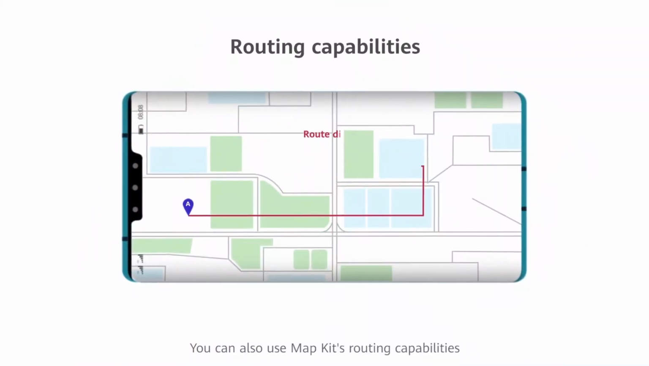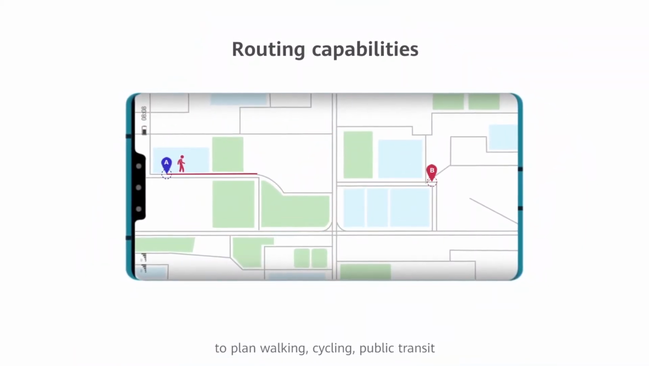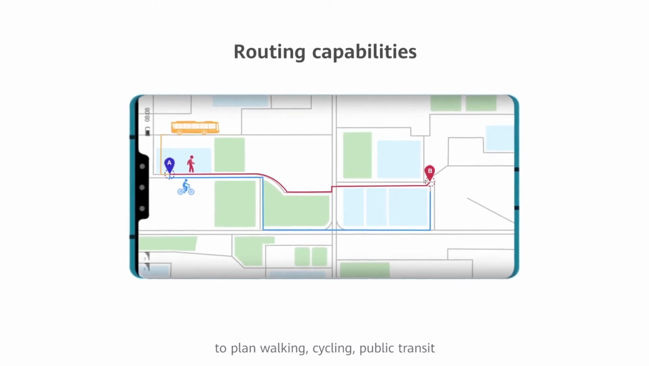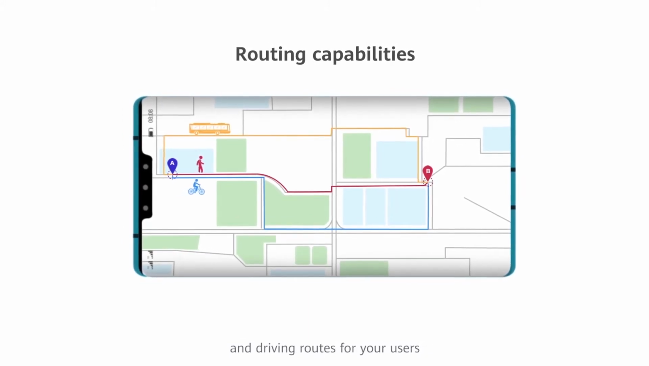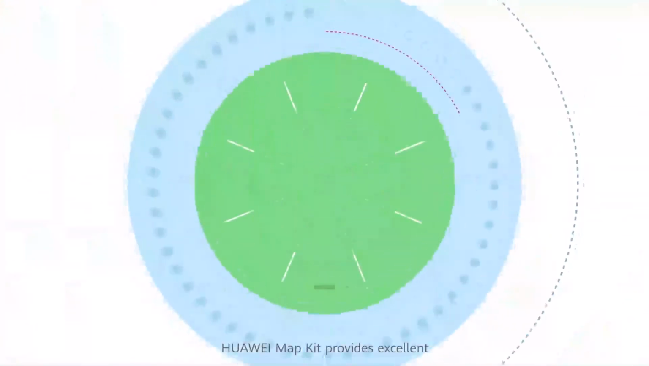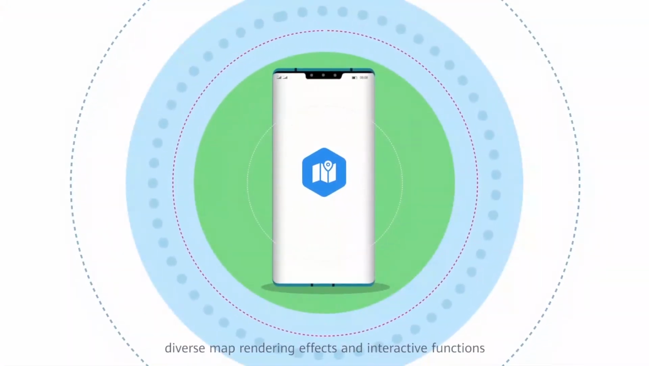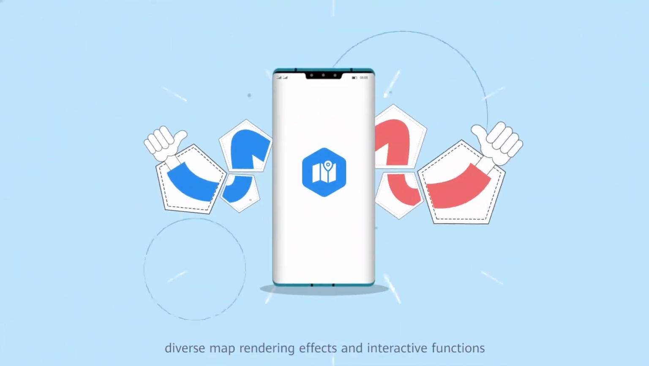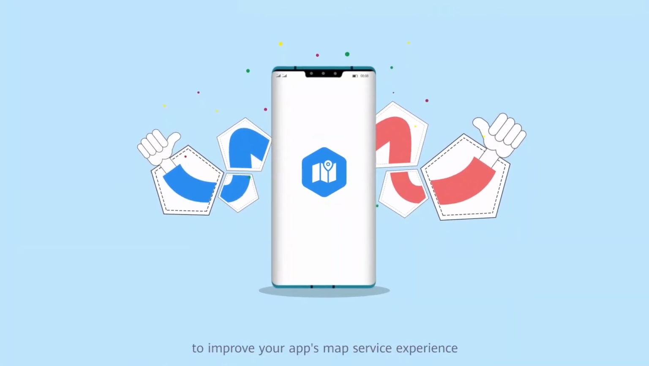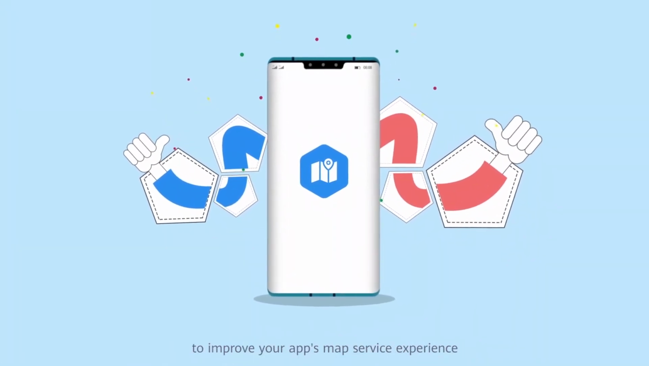You can also use MapKit's routing capabilities to plan walking, cycling, public transit, and driving routes for your users. Huawei Map Kit provides excellent, diverse map rendering effects and interactive functions to improve your app's map service experience.